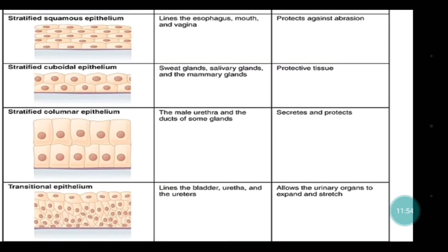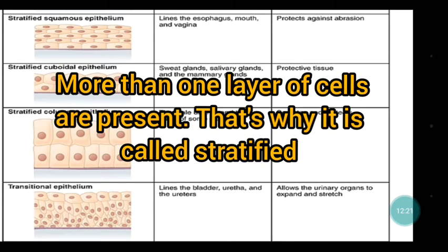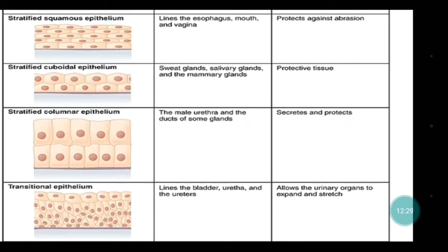Now the many layered cells. Why is it called stratified? Because more than one layer of epithelial cells is present. So we have seen the single layered epithelial tissue, and here we will see epithelial cells making more than one layer. So in stratified squamous epithelium, here you can see more than one layer of the epithelial cells, arranged one above the other.